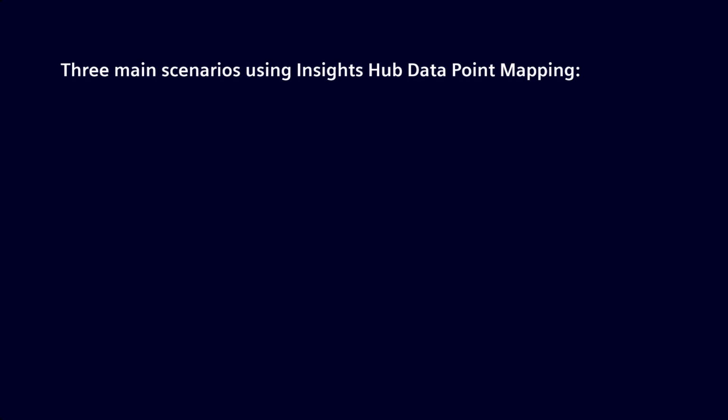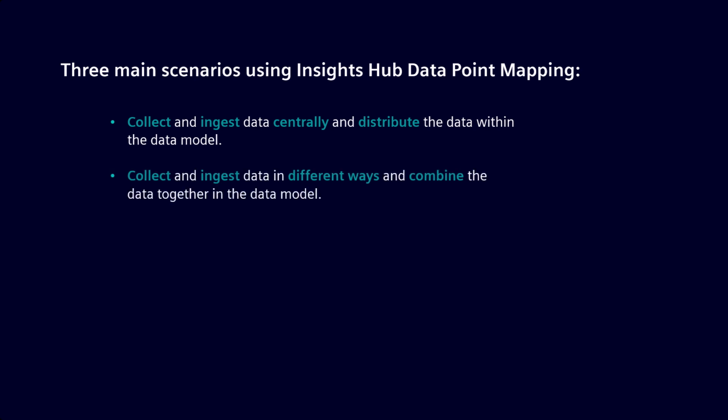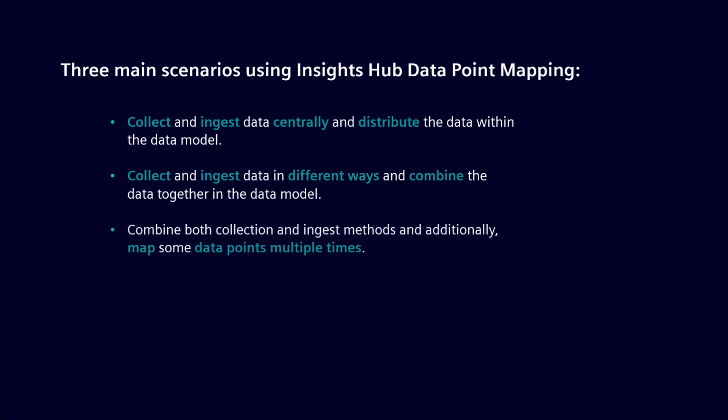Let's summarize the 3 main scenarios using data point mapping. Collect and ingest data centrally and, through mapping, distribute the data in the data model to different virtual assets. Collect and ingest data in different ways and through mapping bring data back together to a single virtual asset. Combine both collection and ingest methods, and additionally, map some data points multiple times.